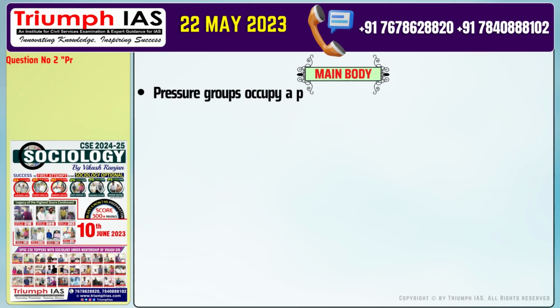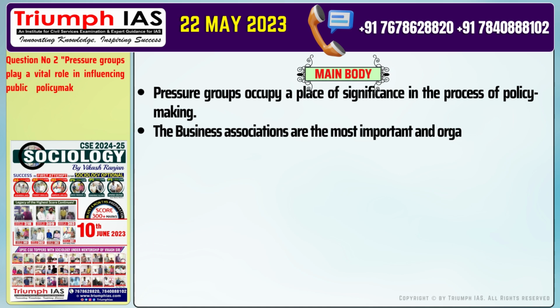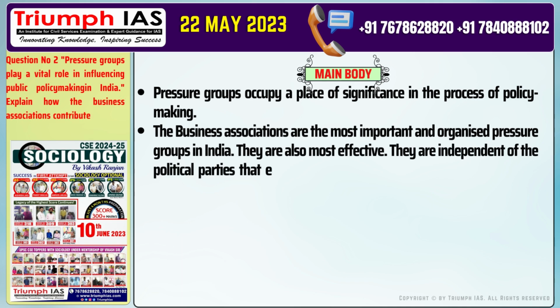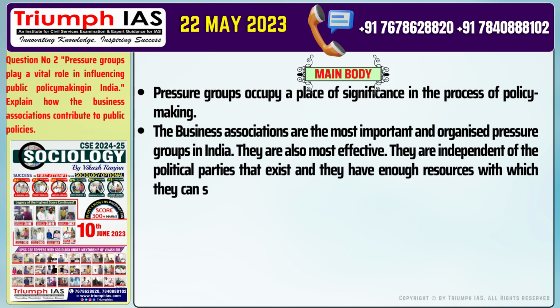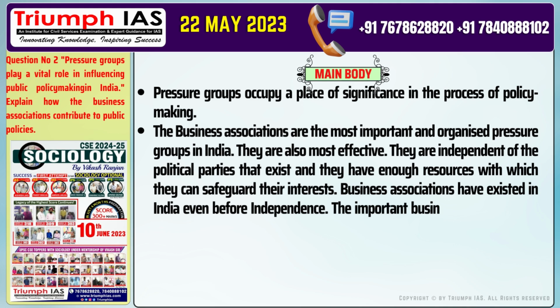The main body of the answer should be: pressure groups occupy a place of significance in the process of policy making. The business associations are the most important and organized pressure groups in India. They are also most effective. They are independent of the political parties that exist, and they have enough resources with which they can safeguard their interests. Business associations have existed in India even before independence.